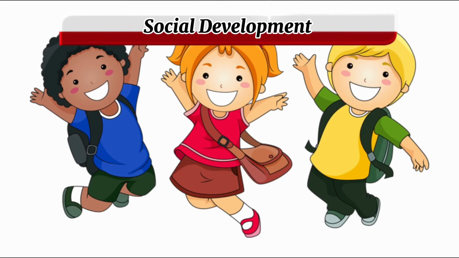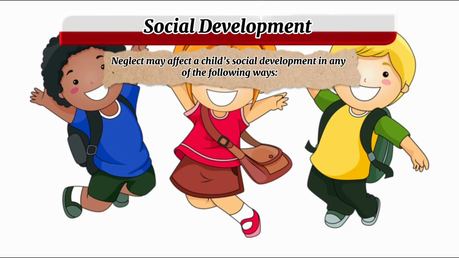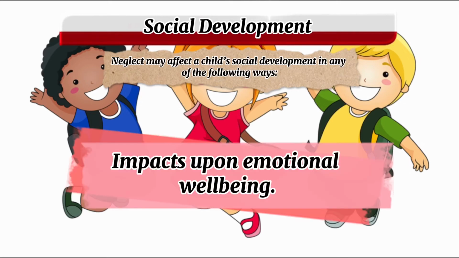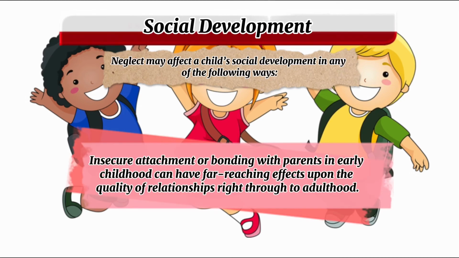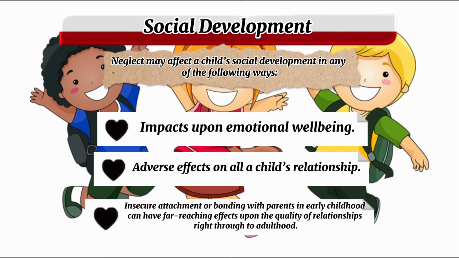Social development. Neglect may affect a child's social development in any of the following ways: impacts upon emotional well-being, adverse effects on all of a child's relationships. Insecure attachment or bonding with parents in early childhood can have far-reaching effects upon the quality of relationships right through to adulthood. Those are the effects if the child is neglected in social development.